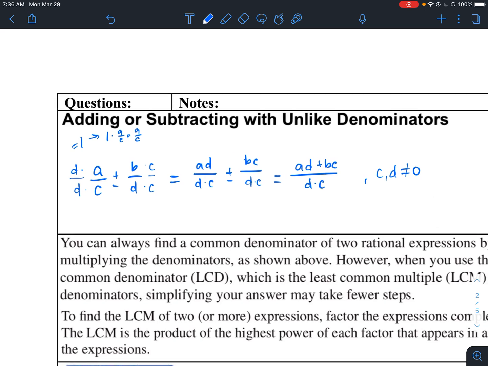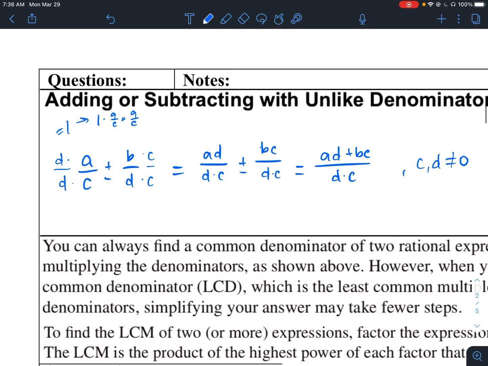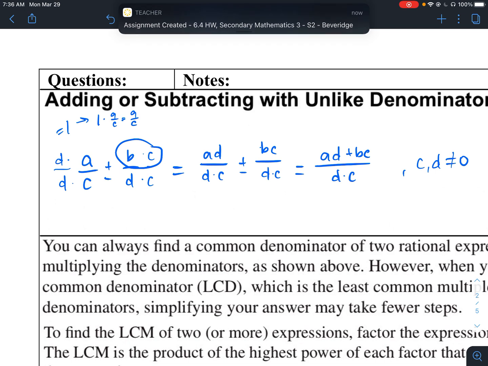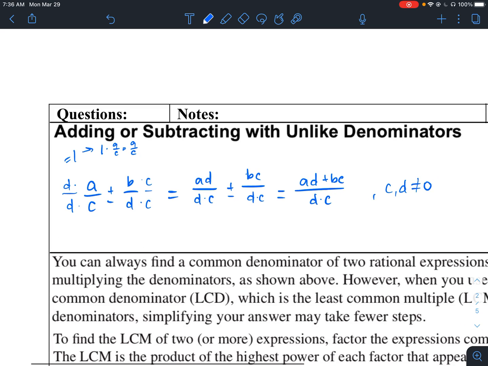Okay, so what you could always do in a situation where you have unlike denominators is multiply the numerator on your first ratio by the denominator on your second ratio, and then multiply the numerator on the right side by the denominator on the bottom left. And by doing this, you get common denominators. But you don't always have to do this, okay?